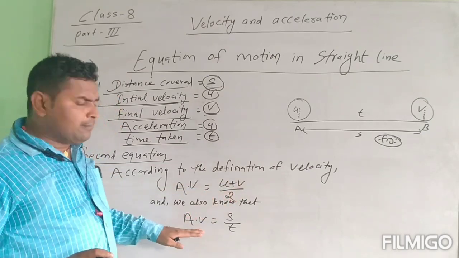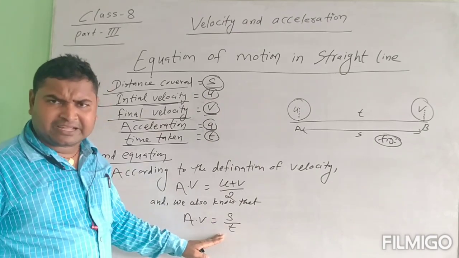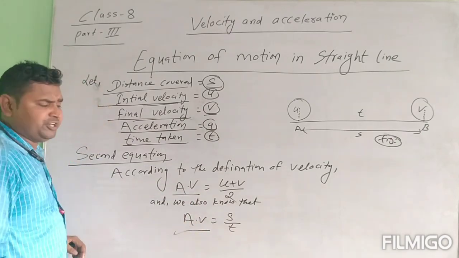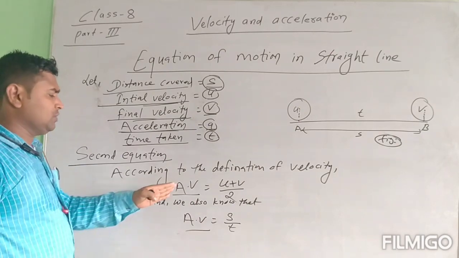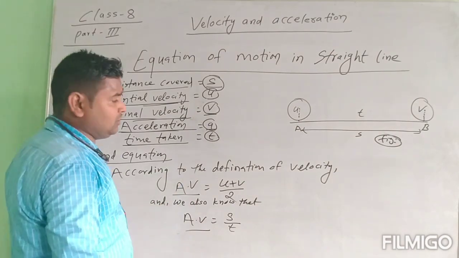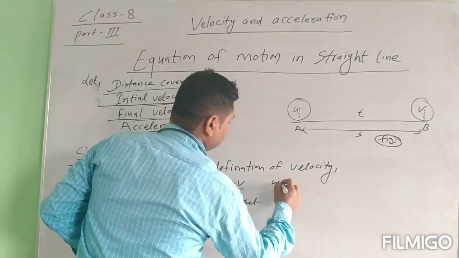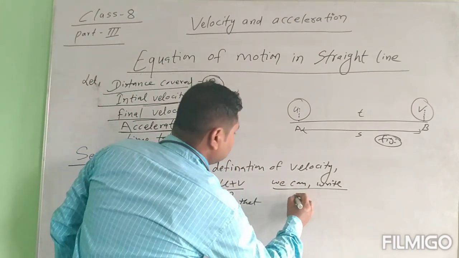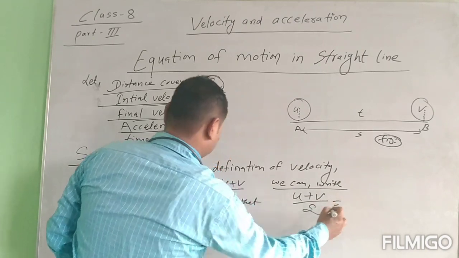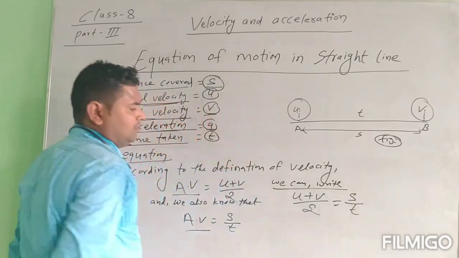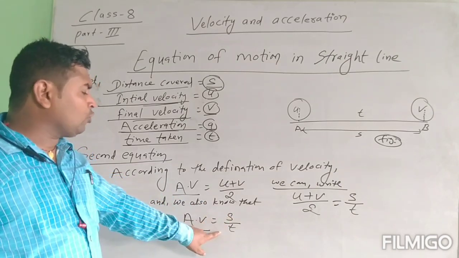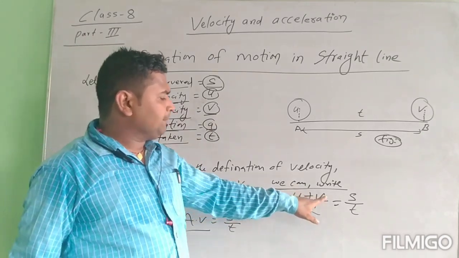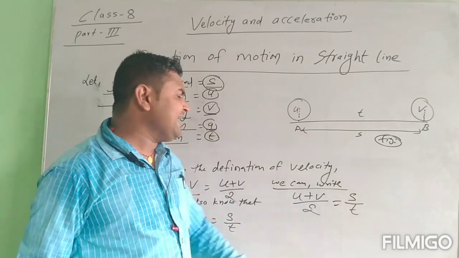And we also know that velocity is equal to distance traveled divided by the time taken. Combining both of these equations, we can now write (u plus v) by 2 is equal to s by t. According to the definition of velocity, (u plus v) by 2 is equal to s by t.